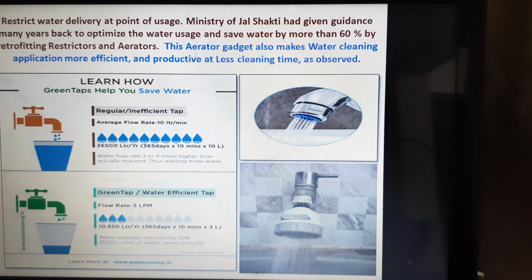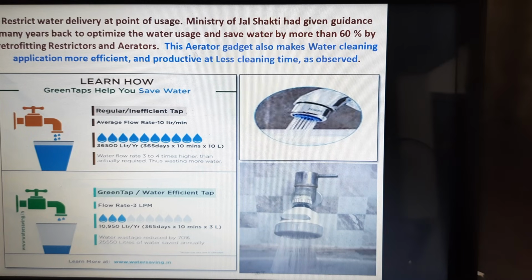You can see the savings of around 70 liters. The flow rate has come down from 10 liters per minute to 3 liters per minute after retrofitting this device.